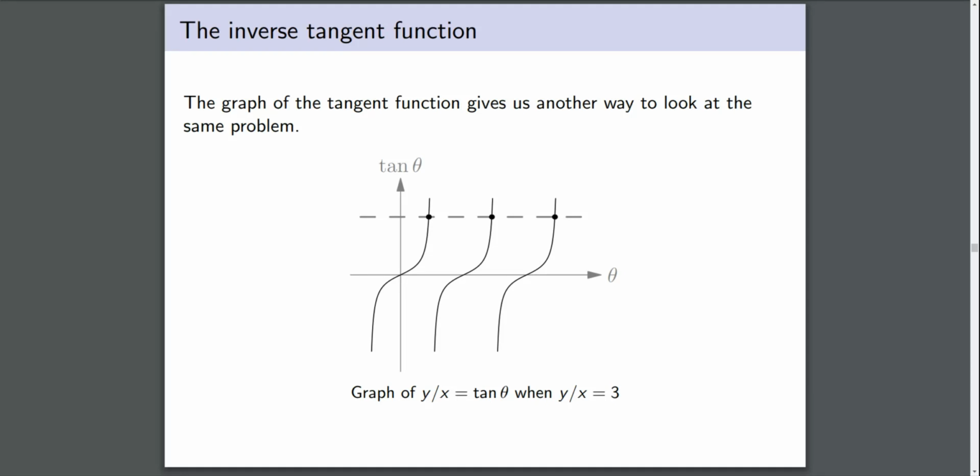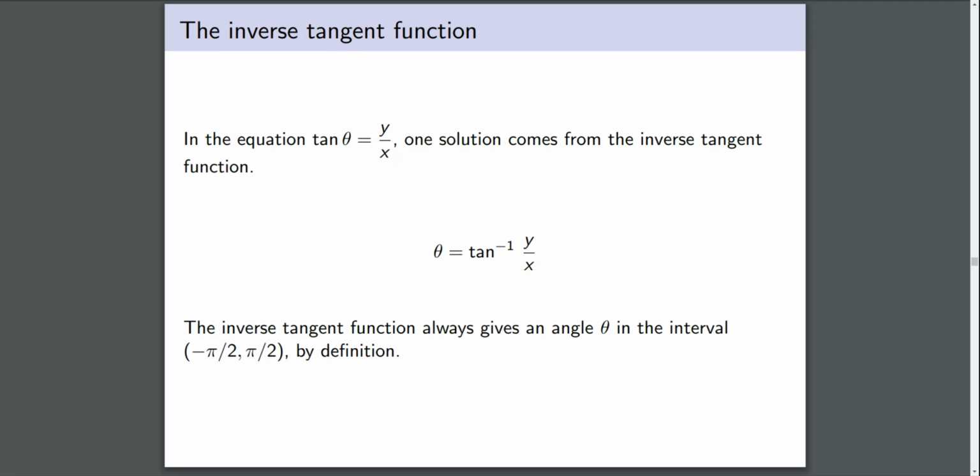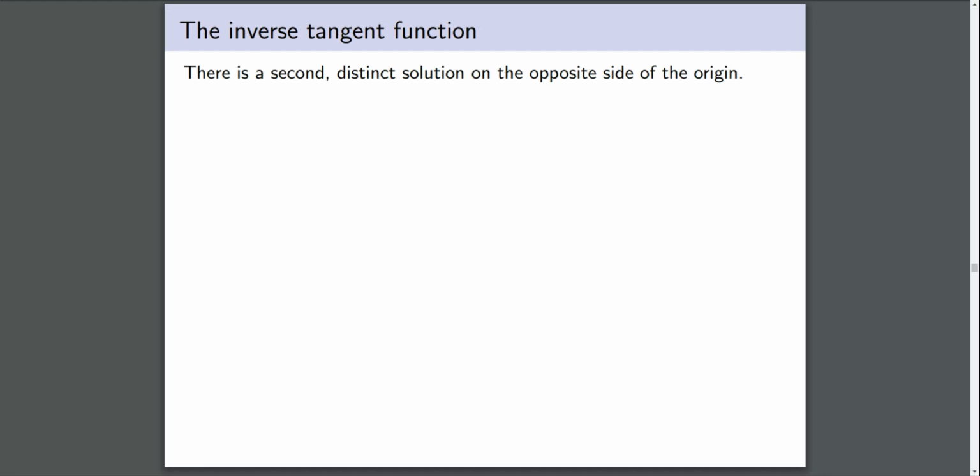Okay, that's a picture of our multiple solutions. Now I want to look at how we can calculate these solutions using algebra. The first solution that we're going to look at comes from the inverse tangent function. So the equation tangent theta equals y over x. We can take the inverse tangent of both sides, and then we get theta equals inverse tangent y over x. This is one solution to our problem. And this function always gives us an angle between minus pi over 2 and pi over 2. So that's the first solution that we're looking for.